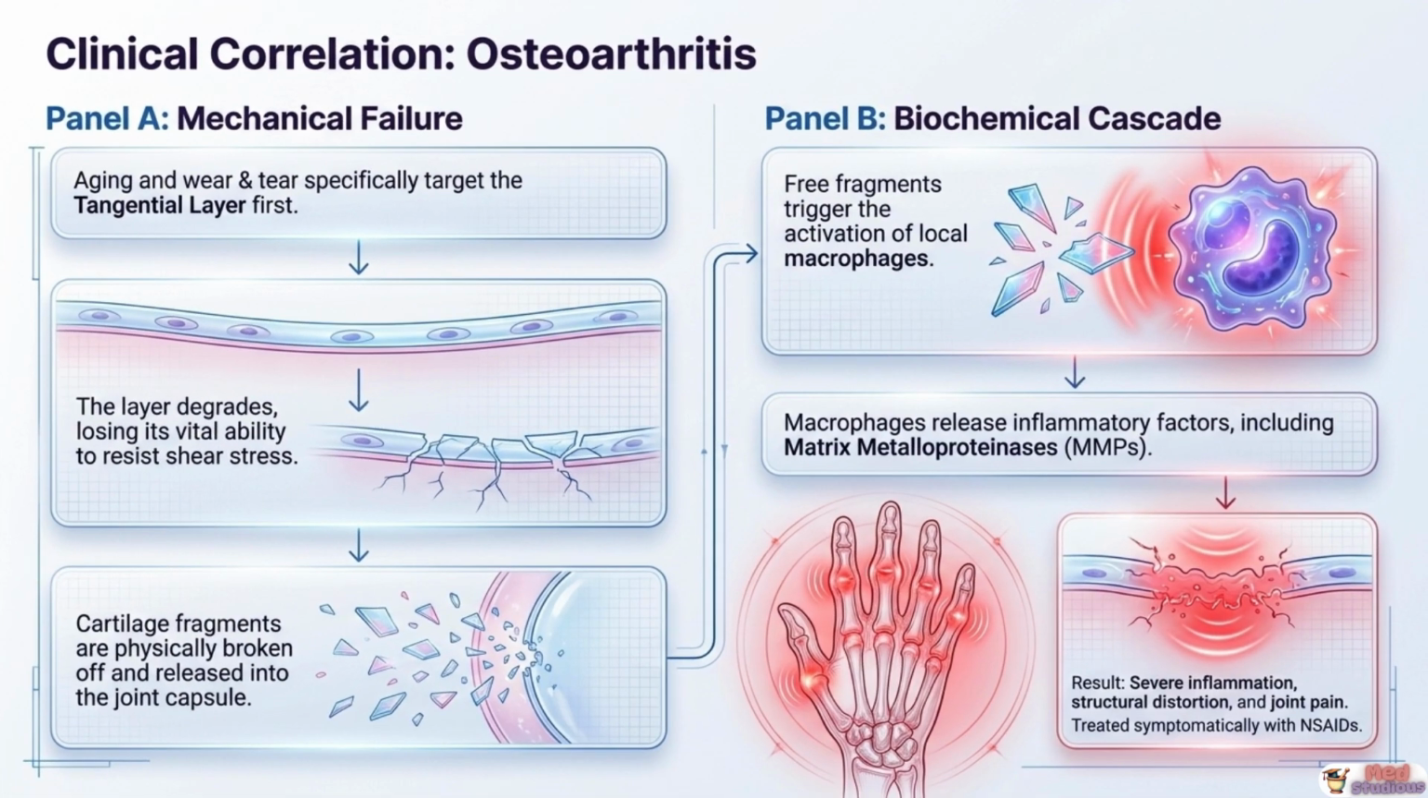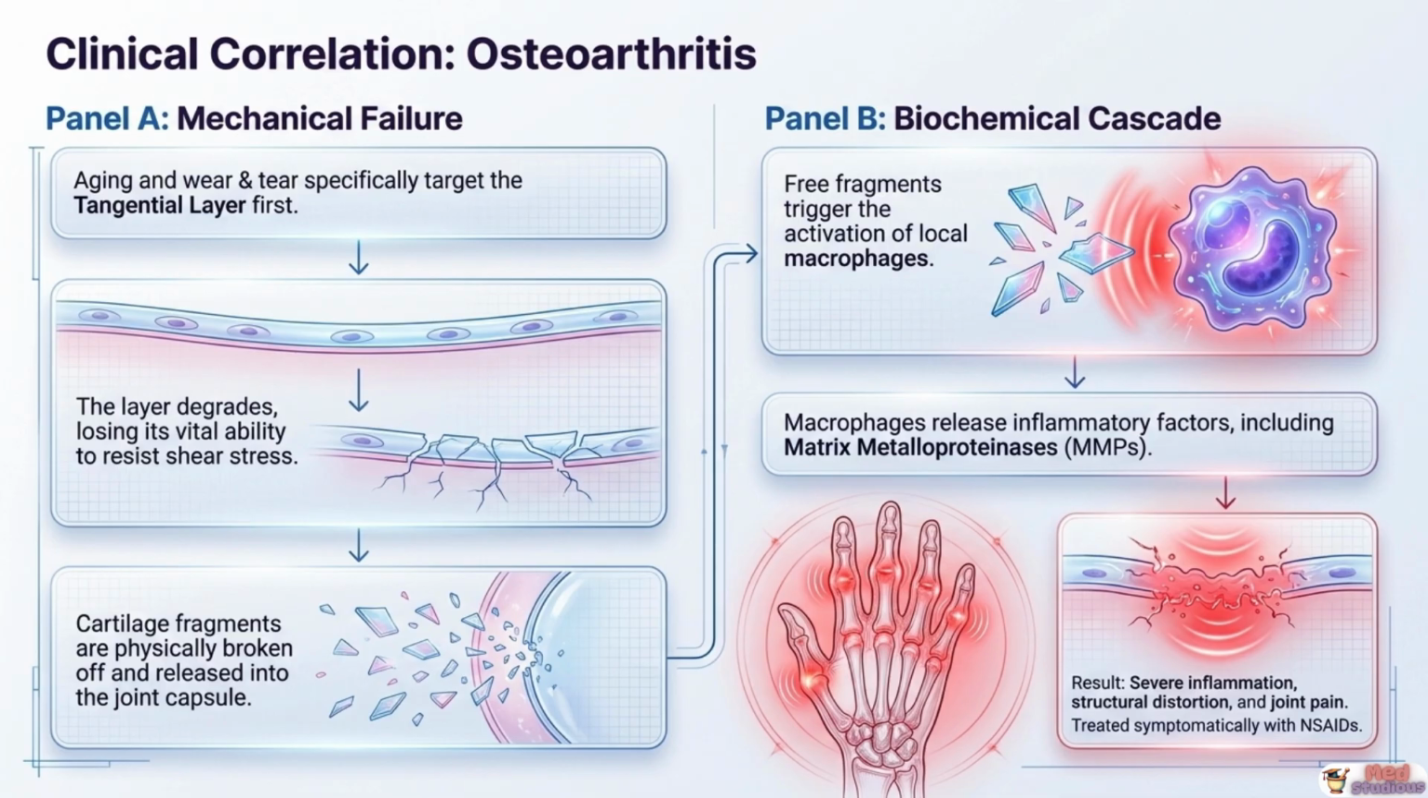We have now built a complete understanding of normal hyaline articular cartilage architecture. This understanding makes the pathology of osteoarthritis, the most common joint disease in the world, affecting over 500 million people globally, immediately comprehensible from first principles. Osteoarthritis begins specifically and consistently in the tangential zone.